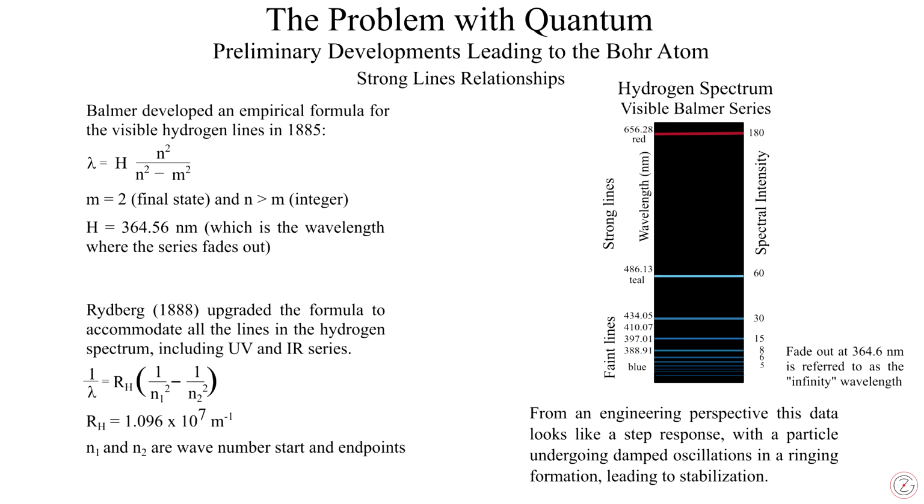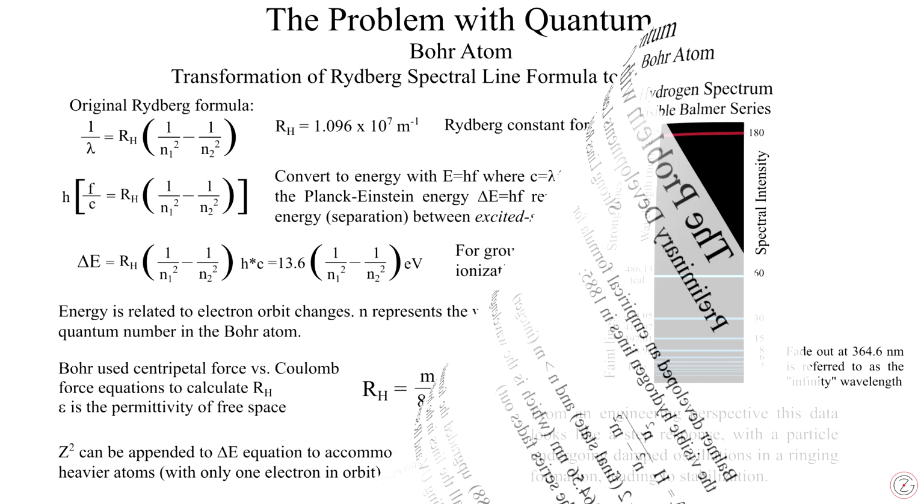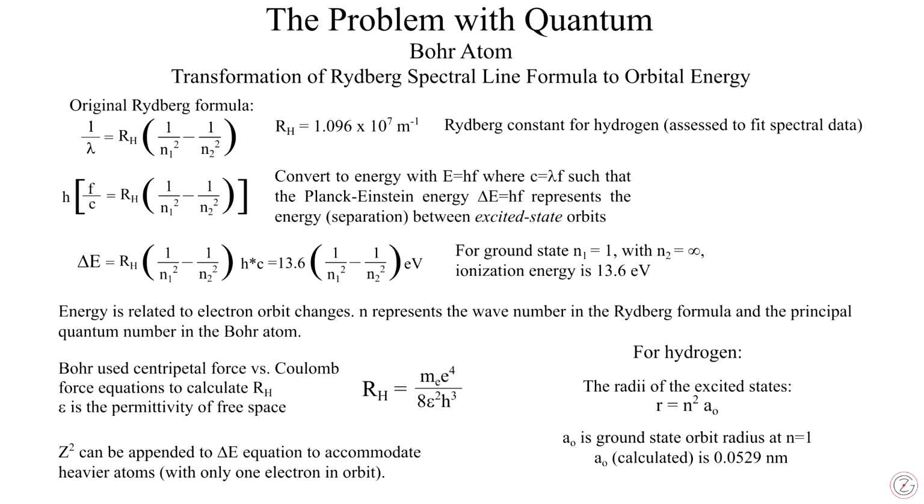Bohr made the huge assumption that the lines represented energy transitions between fixed orbits based on energies defined by the Planck-Einstein relation. He concentrated on the strong lines. Here, we follow the Rydberg formula as it is transformed by Bohr into an orbital energy equation with wave numbers morphing into quantized radial orbits.